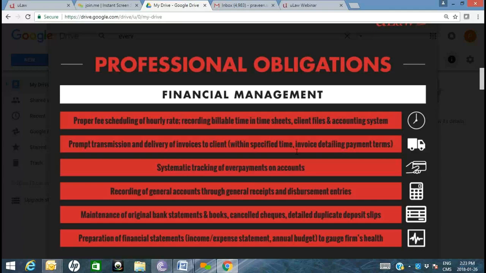And then move on to your back office work, which is file management. Ensure that you create a file that's chronological, sequential, and secure, and you can easily retrieve.